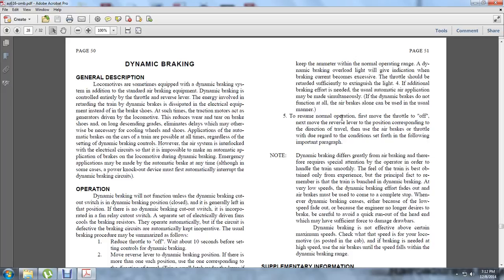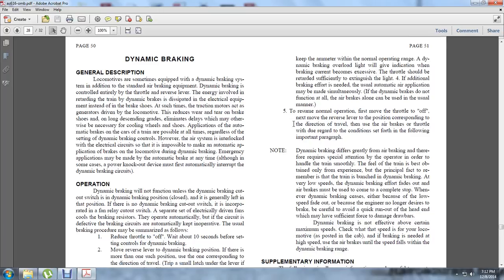The feel of the train is best obtained only through experience. The principal fact to remember is that the train is bunched under dynamic braking at very low speeds. Dynamic braking effort fades out, and the air brake must be used to complete the stop whenever the dynamic braking ceases, either because of the low speed fade out or because the engineer no longer desires the brake. Be careful to avoid a quick run out of the slack at the head end, which may be sufficient to damage the drawbars. Dynamic braking is not effective above certain maximum speeds. Check the speeds at which the locomotive may move, as posted in the cab. If braking is needed at high speed, use the air brakes as the speed falls into the dynamic braking range.